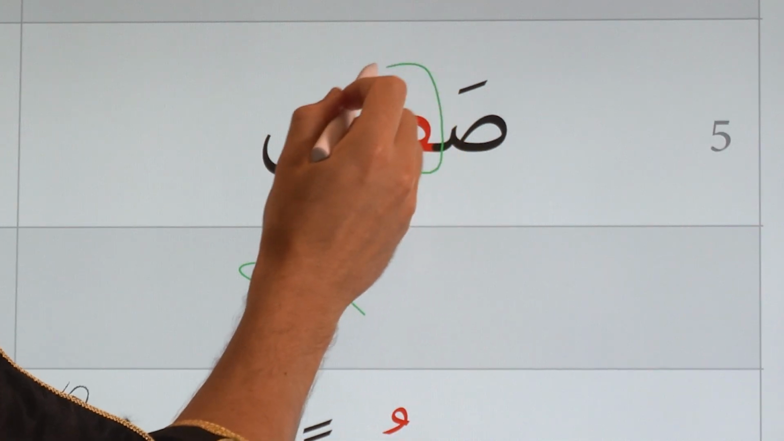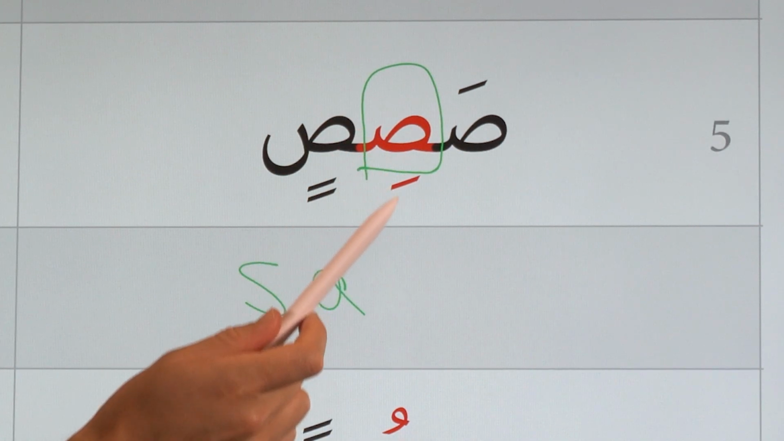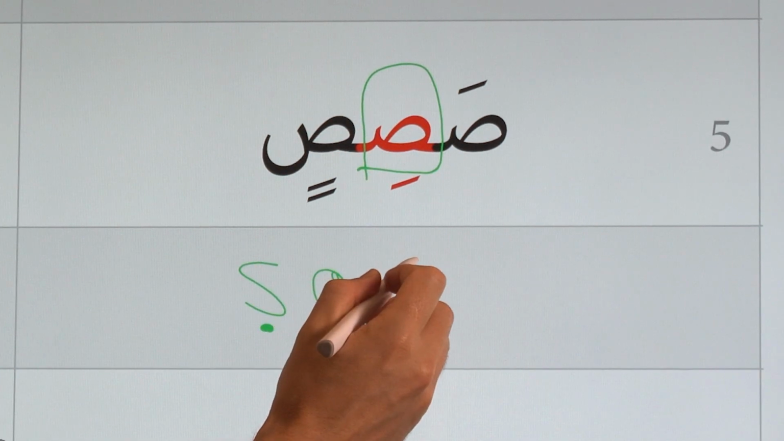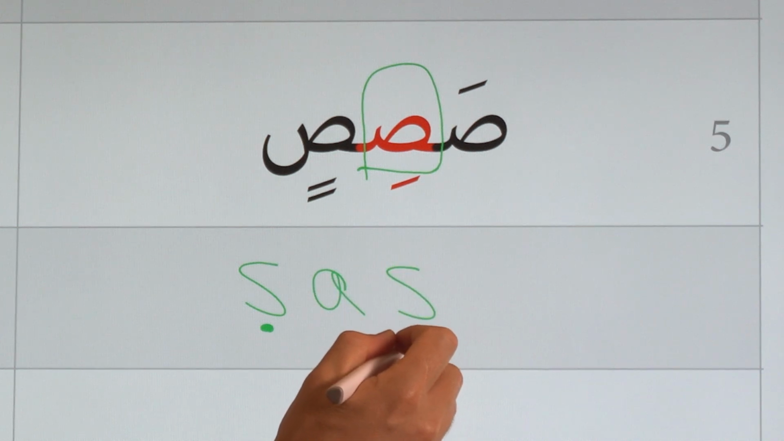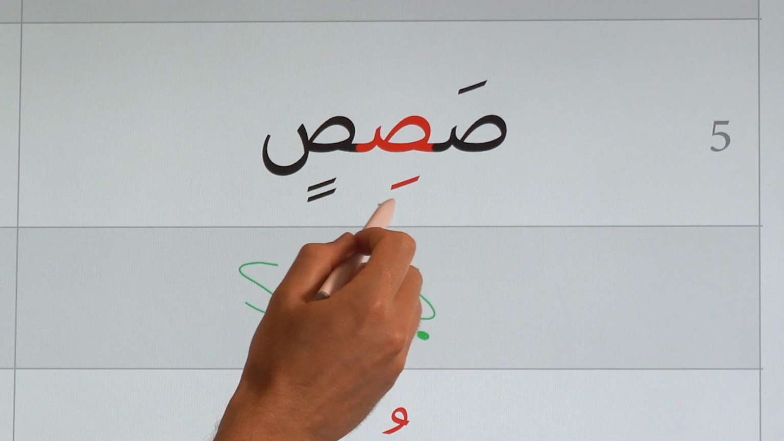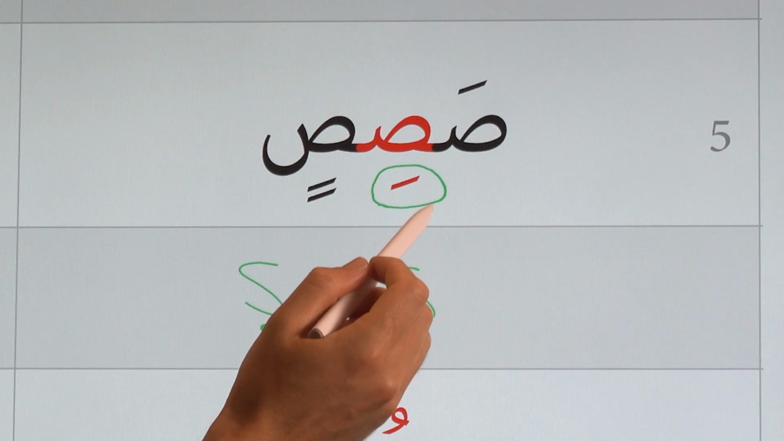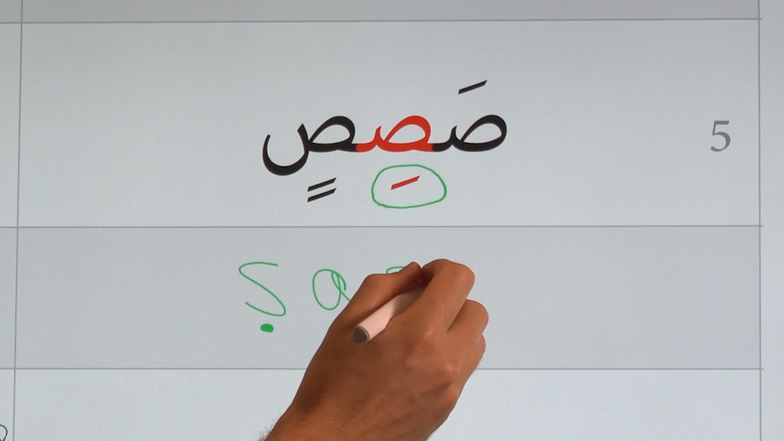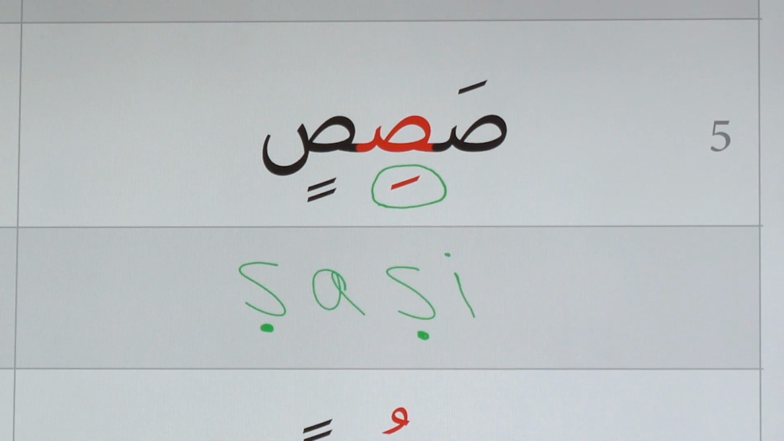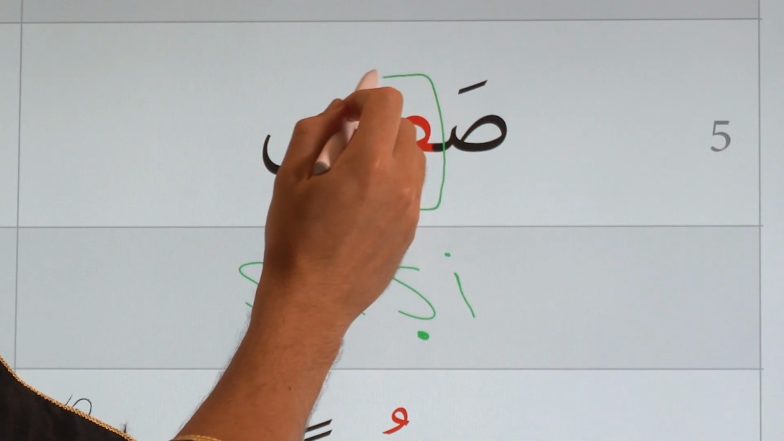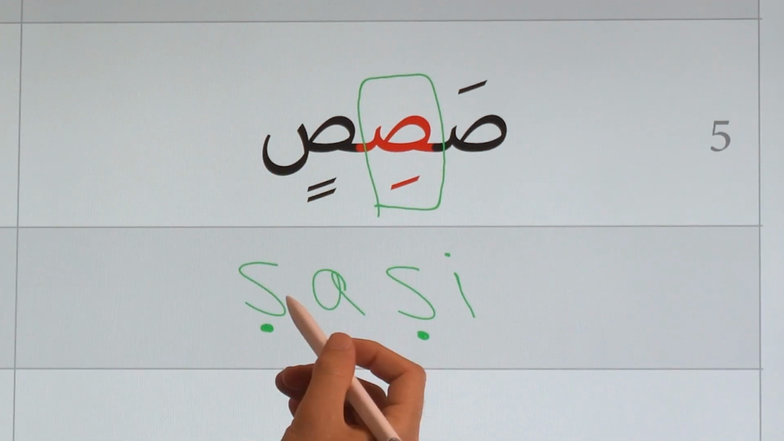Let's identify the next letter. This has that same snail-like shape. That is, again, the letter Sad. So we'll write an S with a dot underneath. And the haraka we see underneath the letter Sad is the Kesra. So we're going to write an I for the Kesra. So the Sad along with the Kesra, we would pronounce like Si.